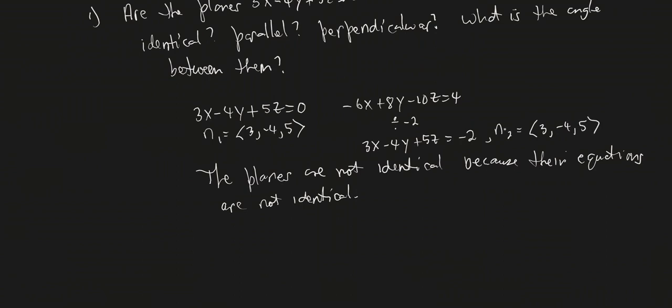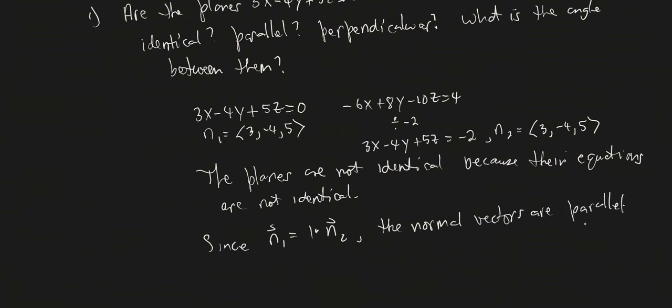So since n1 is equal to 1 times n2, you can say that this is your scalar. The normal vectors are parallel. In fact, they're actually equivalent, but I'll just say parallel. The normal vectors are parallel. So the planes, put a comma there, the planes are parallel.